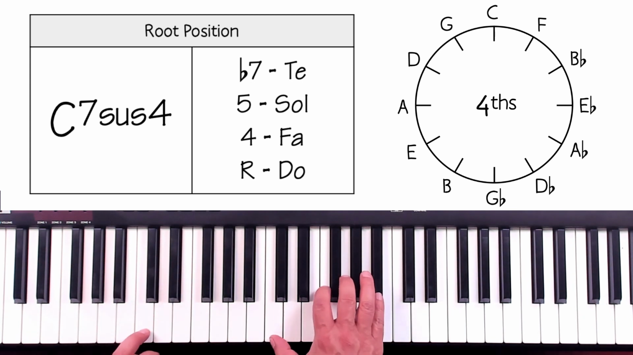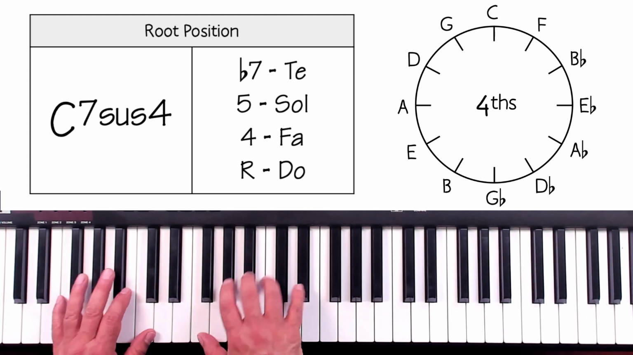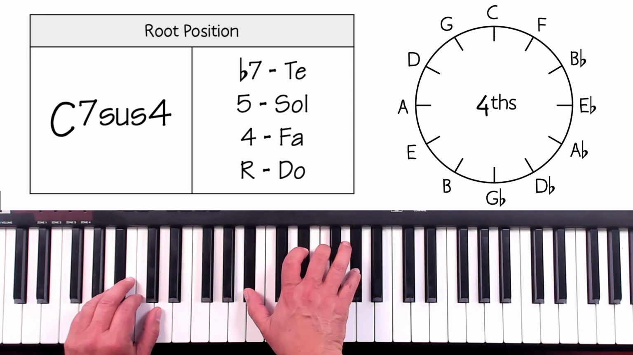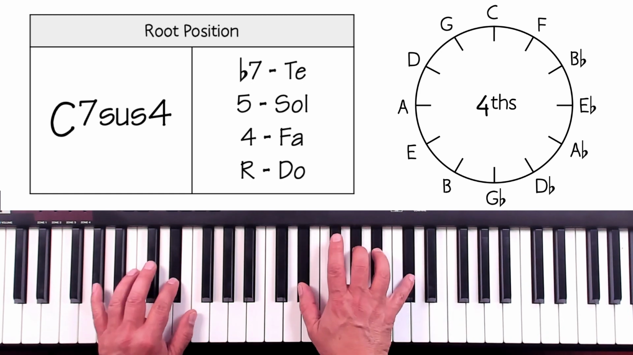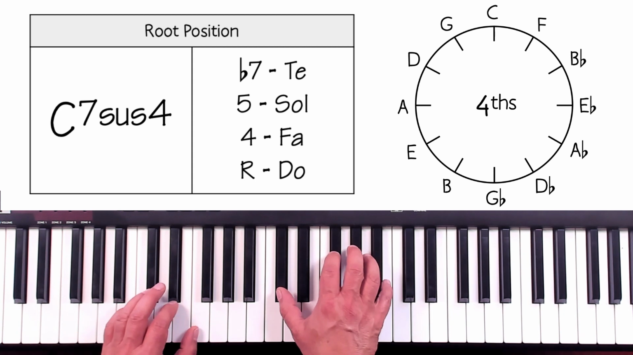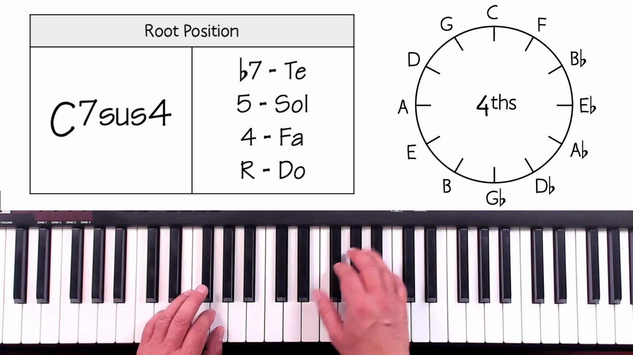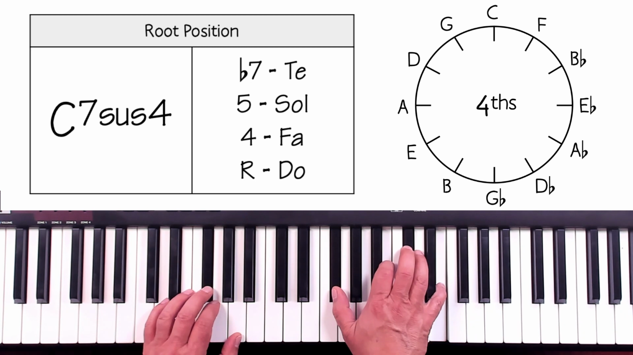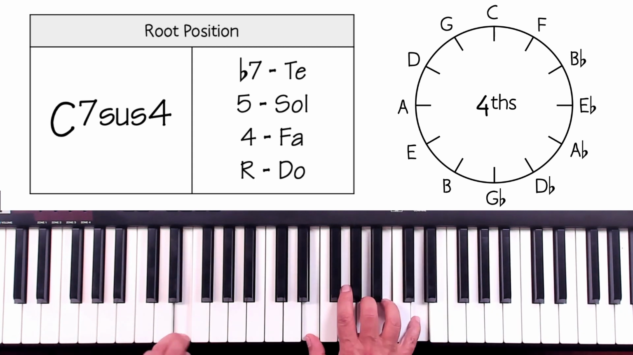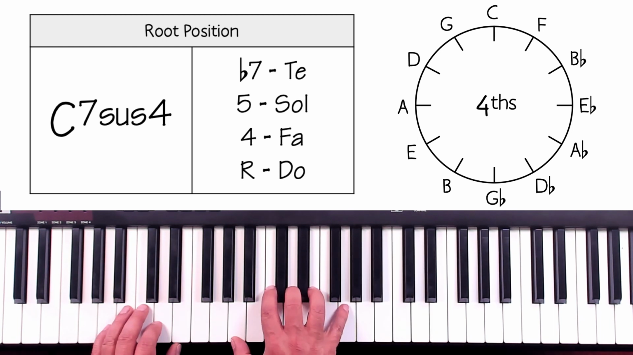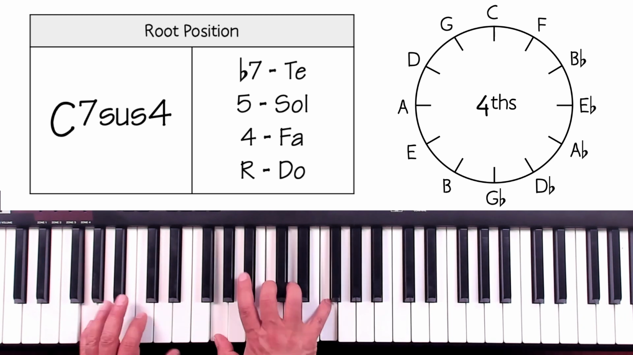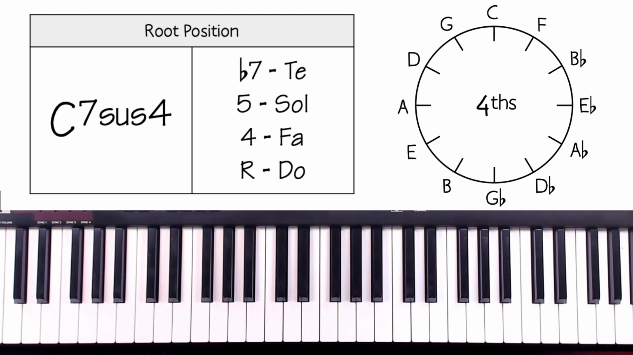Here we go. C. Now we're going to F. F. B flat. E flat. A flat. D flat. G flat or F sharp. B. E. A. D. And G. Okay, so that's one way of practicing.